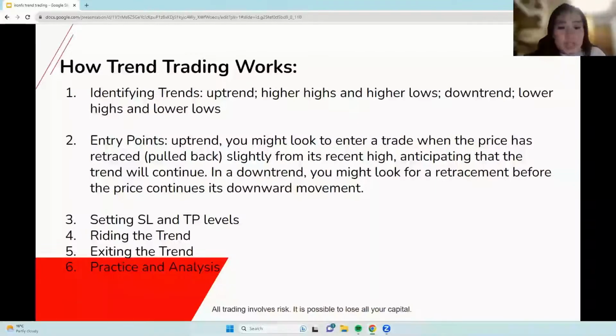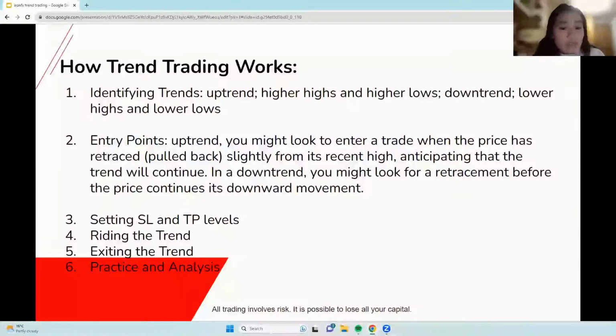Thirdly, we have setting stop loss and take profit levels. To manage risk, it's crucial to set stop loss and take profit levels. SL is stop loss, TP is take profit, just to be sure. A stop loss is a predetermined price at which your trade will automatically close and limit potential losses if the market moves against you. This is also a risk management technique that we'll talk about a little bit later. Next, a take profit level is where you decide to exit the trade to lock in your profits before the trade potentially reverses.